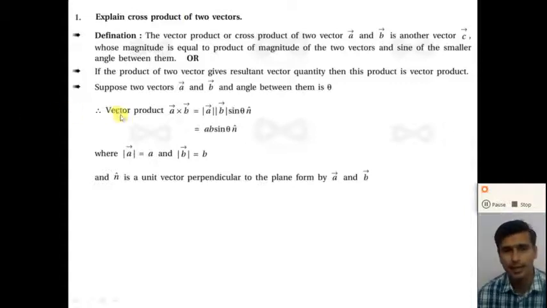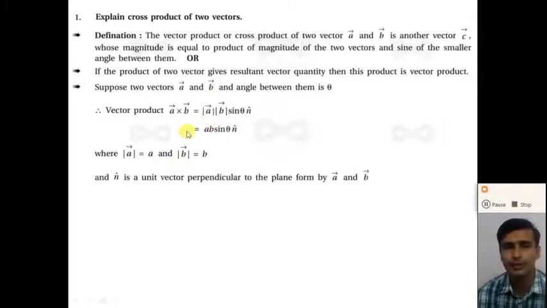Similarly here, a cross b is a vector quantity, and a cross b is equal to ab sine theta, right? And the direction of a cross b is in the direction of n cap, where n cap is the unit vector perpendicular to the plane formed by vector a and vector b. Suppose the plane formed by vector a and vector b is the xy plane. So the direction of a cross b is perpendicular to both the x and y axes, that is the z axis, right? So understand, dear student.